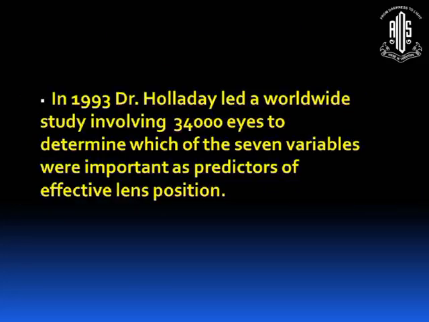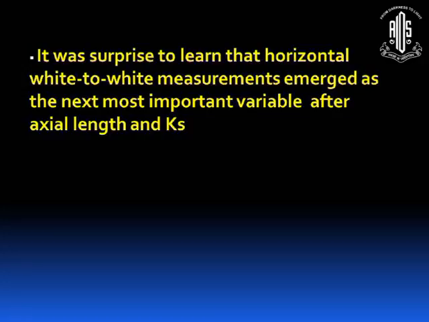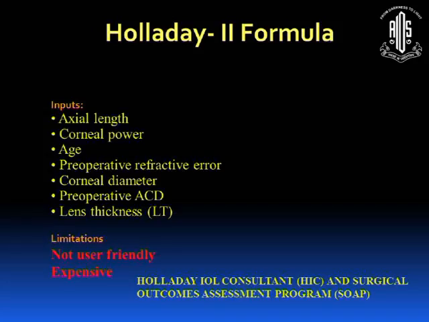In 1993, Dr. Holladay led a worldwide study involving 34,000 eyes, and he studied all these variables. If you see number 3, horizontal white-to-white, it was a surprise to learn that horizontal white-to-white measurement emerged as the third most important variable after axial length and K, which normally we all ignore. So Holladay has the most variables; they study all variations. Limitations are that it's a little cumbersome, you have to have all the data, and it is expensive, but one can have a trial version for a month, it's free, you can have hands-on.